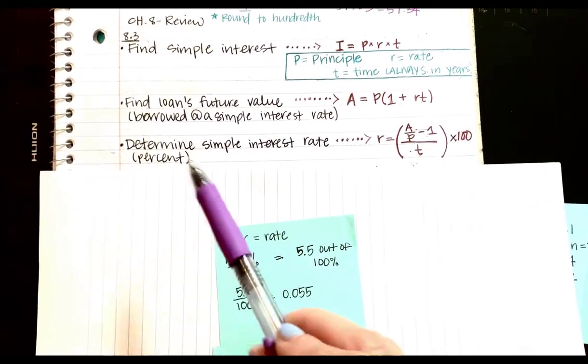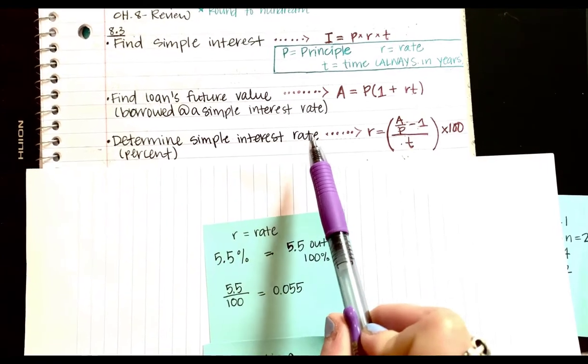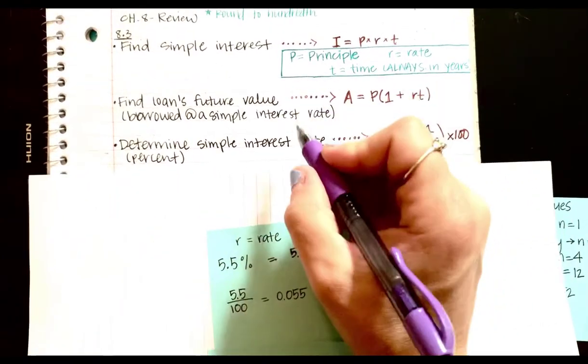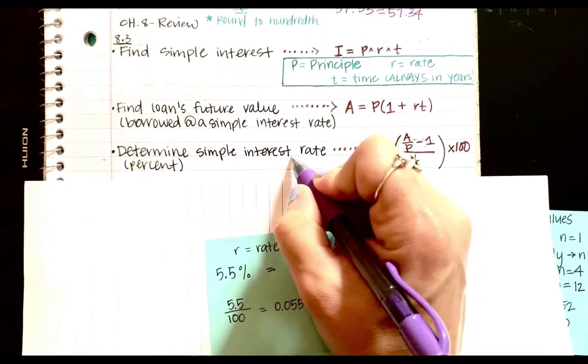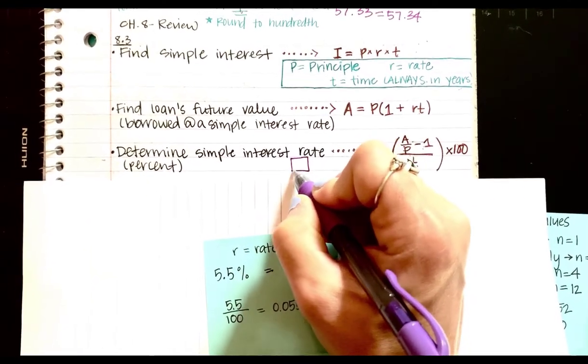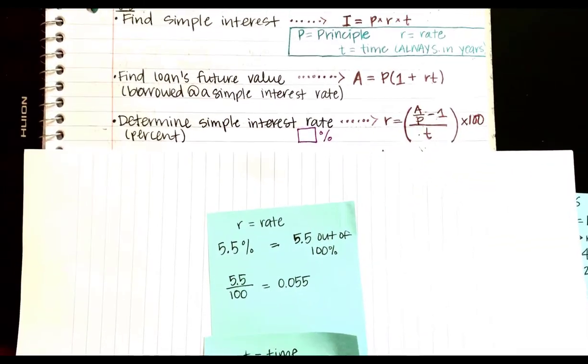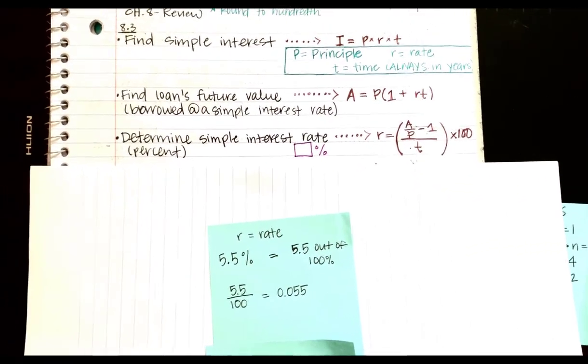Alrighty, determine the simple interest rate. So this is going to be a percent. You know it's a percent because they're going to give you a box to enter your answer, and to the right of that box there's going to be a percent. So you know you're looking for a percent.